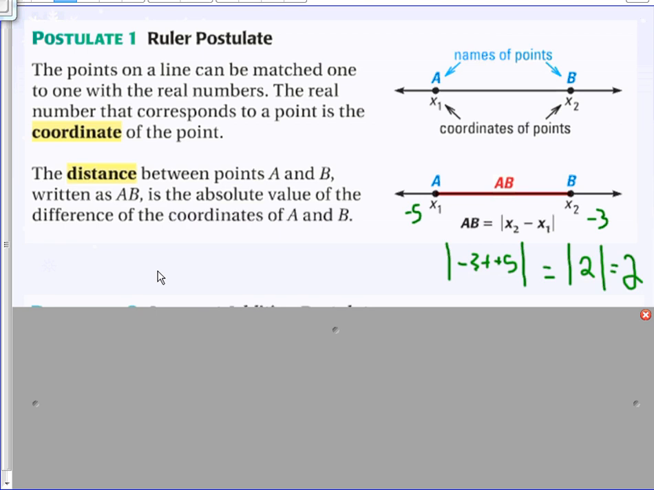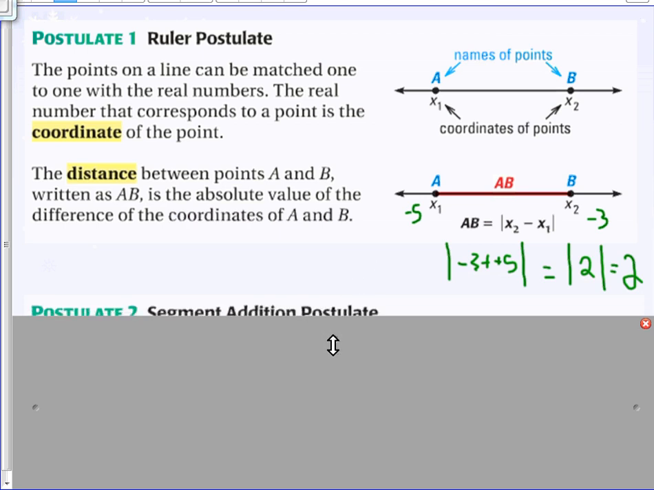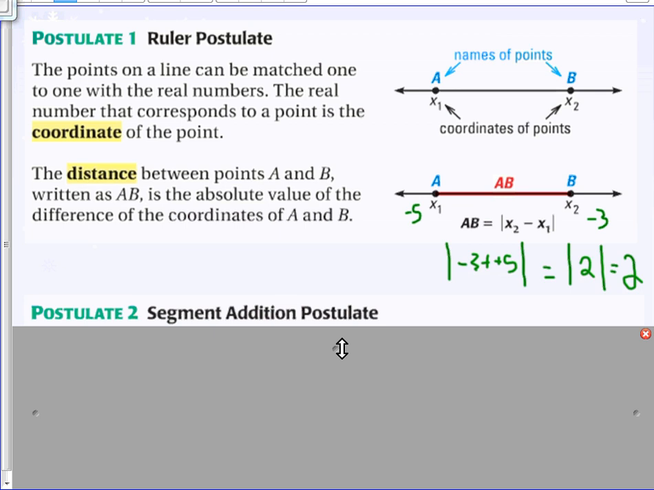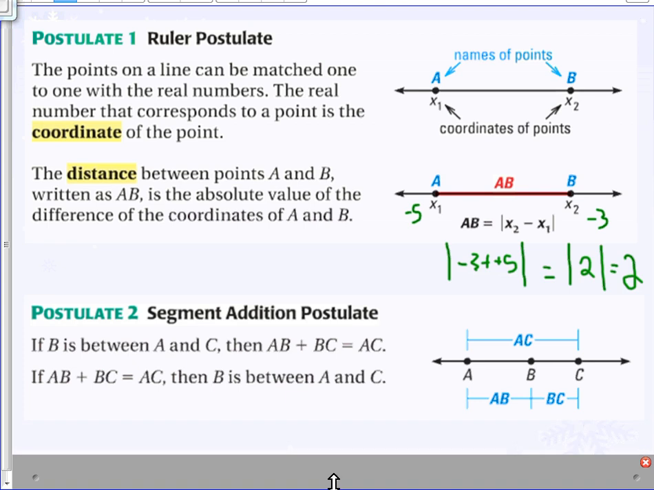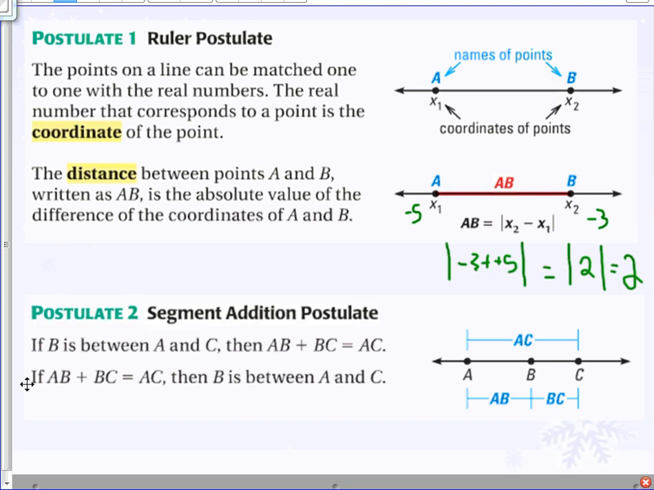All right, our next postulate we're going to be talking about is called the segment addition postulate, and it literally states what the name says. So in this case, the segment addition postulate is saying if B is between A and C, as you can see here, then AB plus BC is going to equal all of AC. And if AB plus BC equals AC, then B is between A and C. All right? It's just stating the obvious.